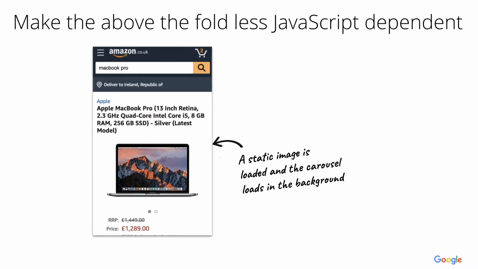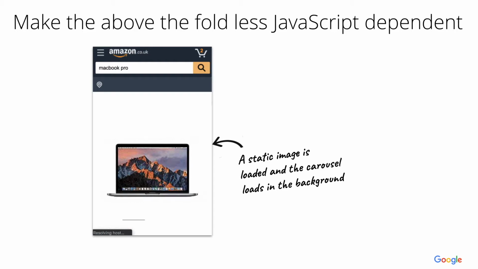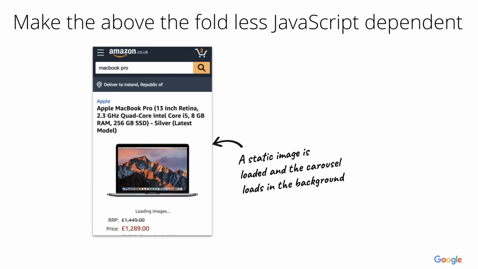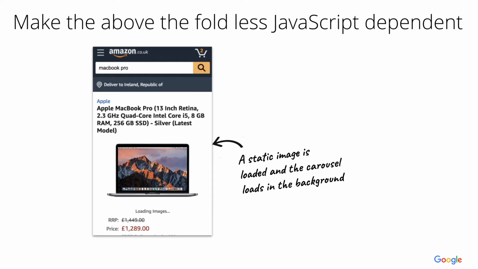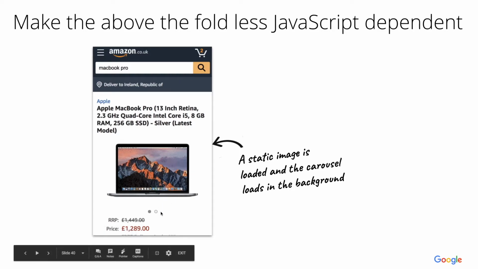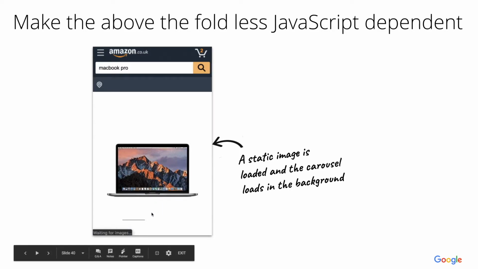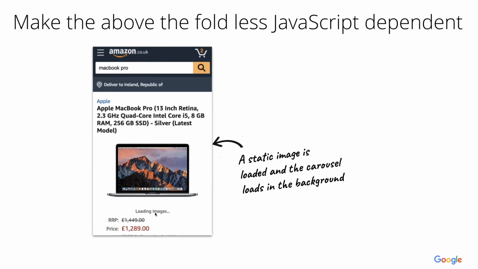Here we are on amazon.co.uk, and what they are doing is that the first image of the product is always visible, and when everything is loaded, they load more images in the background. That's why, underneath this product, we have loading images.